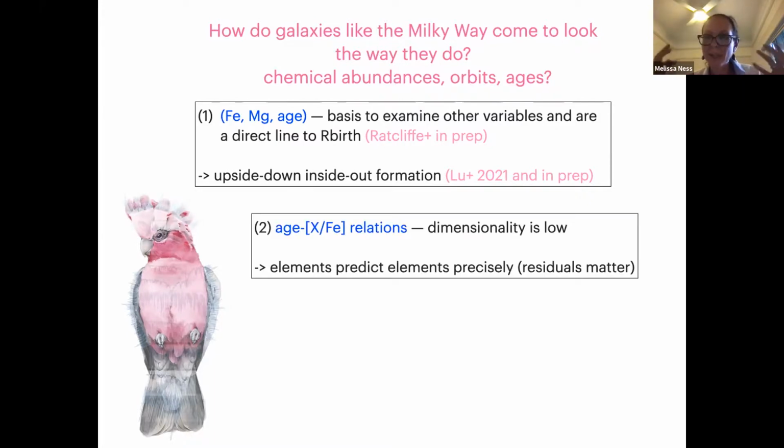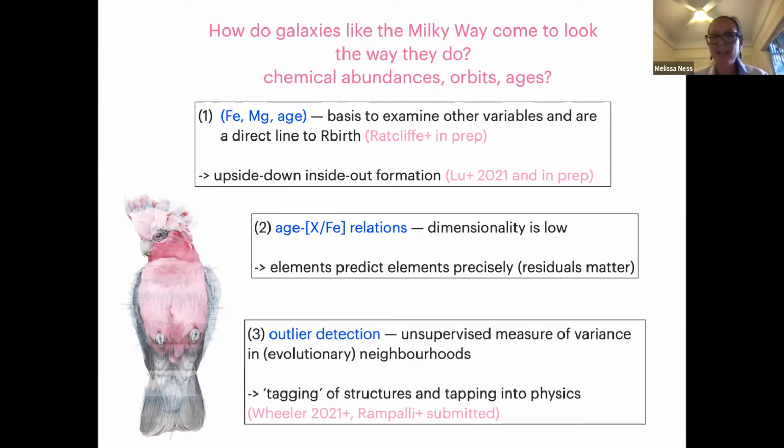We've seen from the age abundance relation that the dimensionality is low, and we can now turn that to chemical evolution and see how well elements predict other elements. And we can move to outlier detection. If the dimensionality is low, what about the weird things? I think one of the best ways to look for outliers is to go directly to the data, where we can look at measures of variance in evolutionary state, which would be very useful, I hope, for tagging of structures and tapping into physics. I'm sorry if I went over time, Diane, but I'm done.